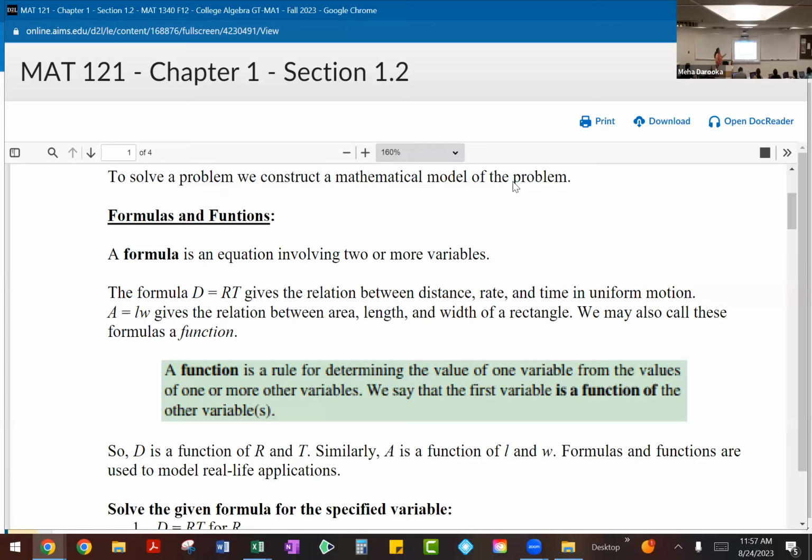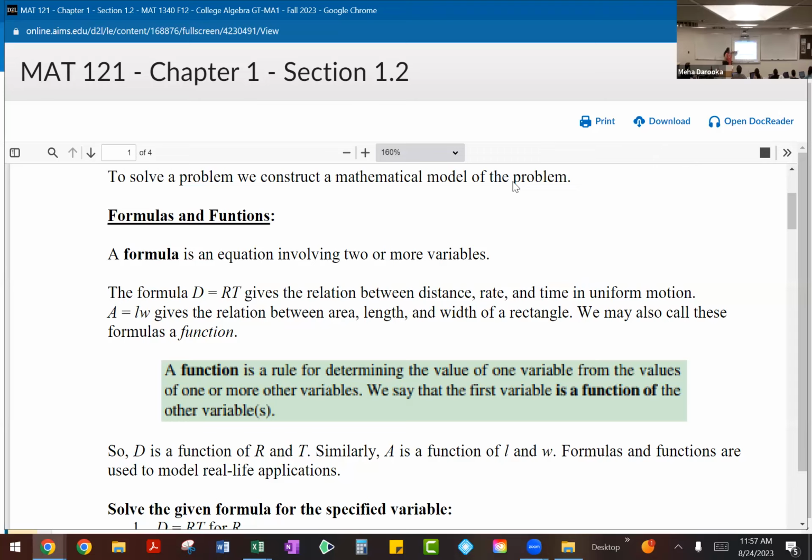Of course, one of the other common formulas would be anything for perimeter or area for different shapes, so squares, rectangles, triangles, trapezoids, rhombus. Most common one, of course, is area equals length times width for your rectangle.